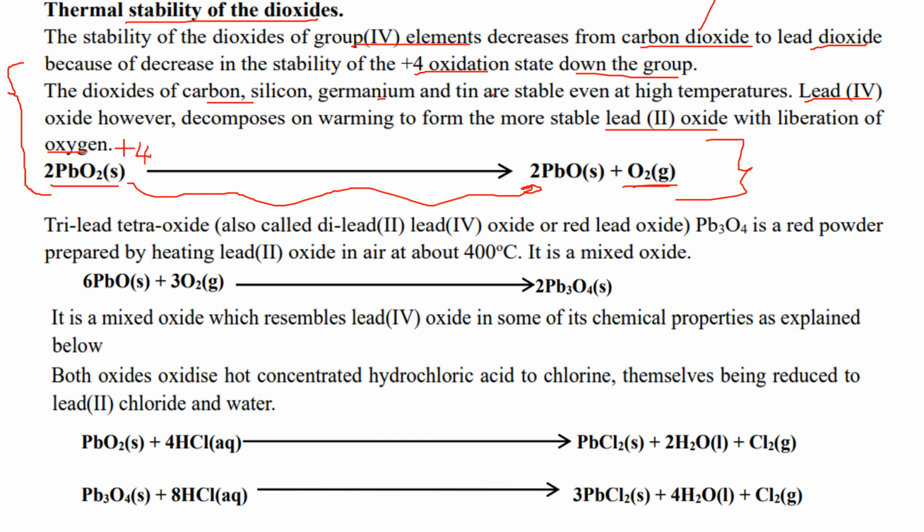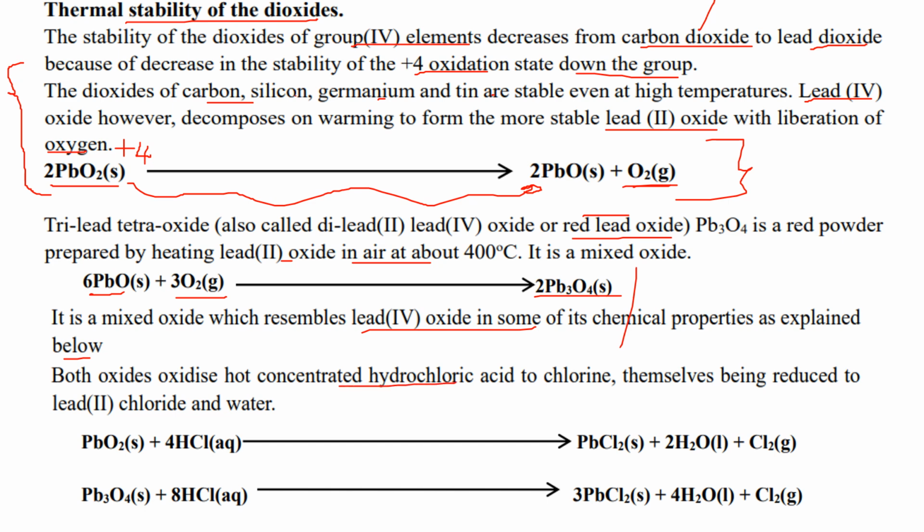Now we are saying that here, trilead tetroxide, which is also known as red lead, this is the most commonly used term, is a red powder prepared by heating lead monoxide in dry oxygen, just like we said earlier on. So when you get a monoxide and you heat it with dry oxygen gas, you're going to get trilead tetroxide, which is also known as red lead. We also say that it is a mixed oxide which represents lead oxide in some of its chemical properties as explained below. So we're going to be saying that both the oxides oxidize hot concentrated hydrochloric acid.